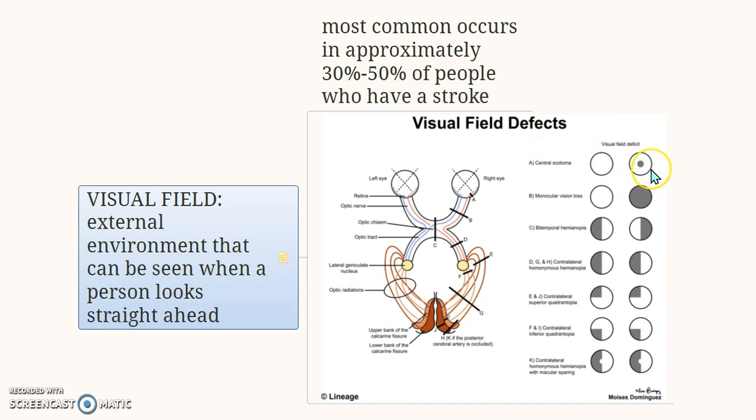So this is for the central scotoma, monocular vision loss, bitemporal hemianopia, contralateral homonymous hemianopia, contralateral superior and contralateral inferior quadrantanopia, and contralateral homonymous hemianopia. So these are the lesions, and they correspond with the letters in this diagram right here.